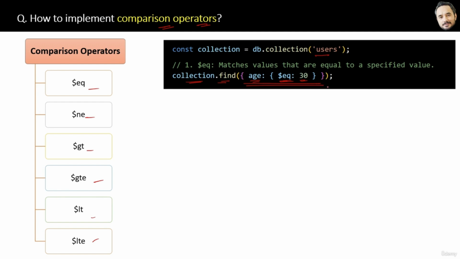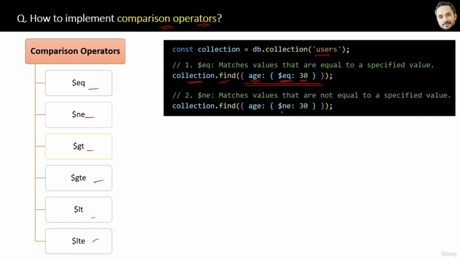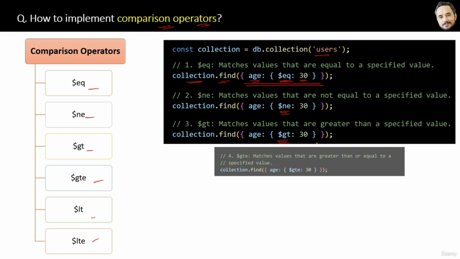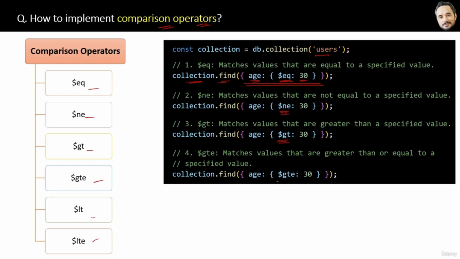Similarly, to get the users whose age is not equal to 30, we will use this NE, not equal to operator. Then to get the users whose age is greater than 30, use this GT, greater than operator. Then greater than or equal to 30, we will use GTE, greater than or equal to operator like this.